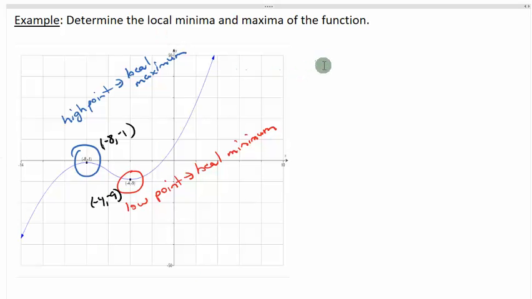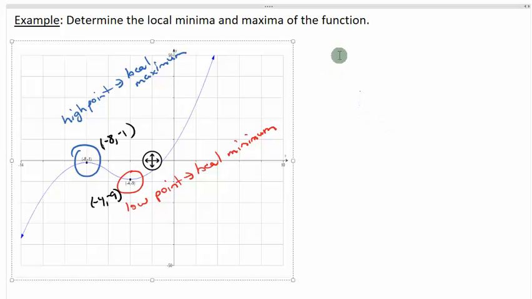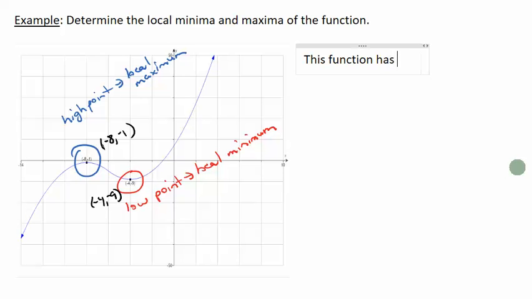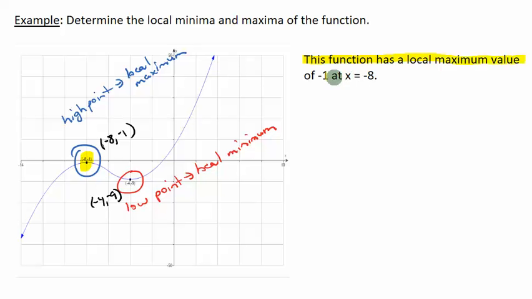So how do we write these answers? Well, let me show you. This function has a local maximum of -1. That's your y value. You could even say it has a local maximum value of -1 at x equals -8. So that is this point right here. That's how you would describe it.